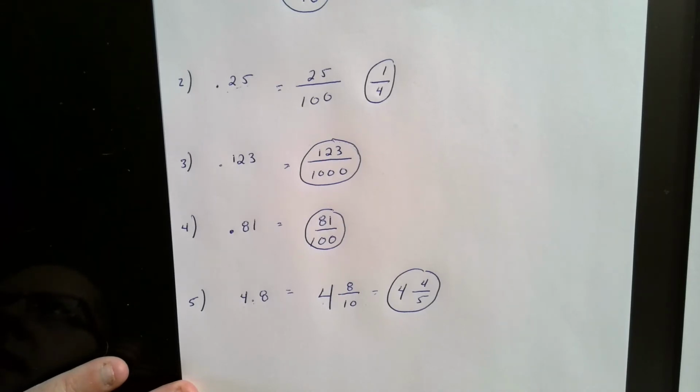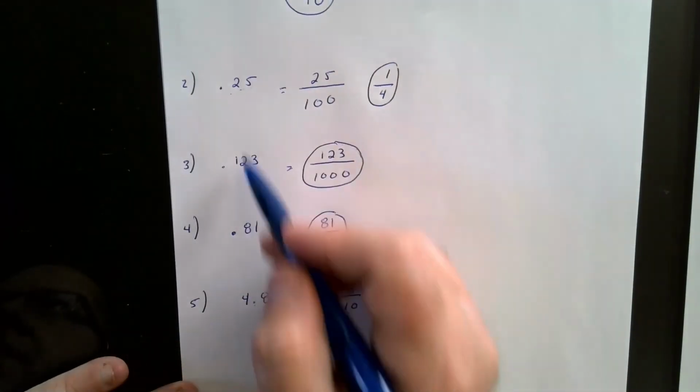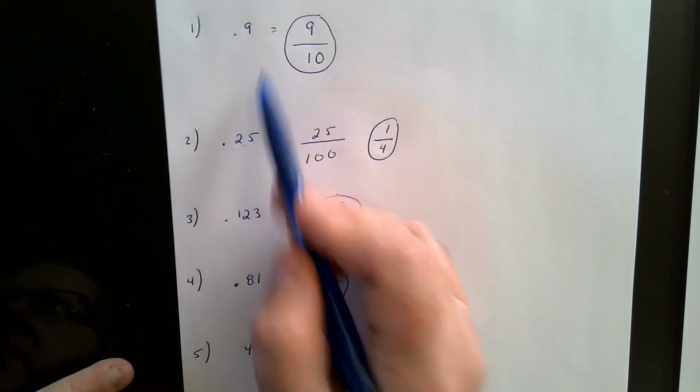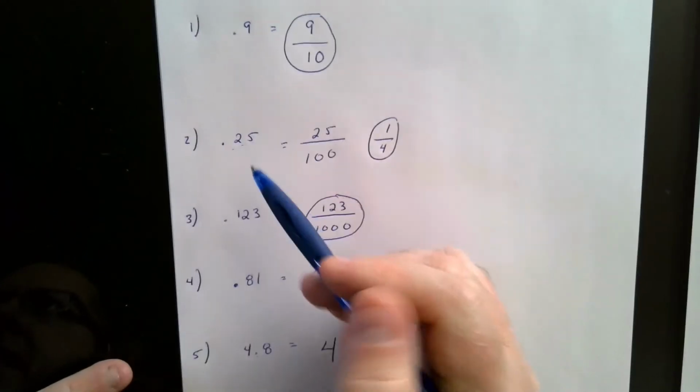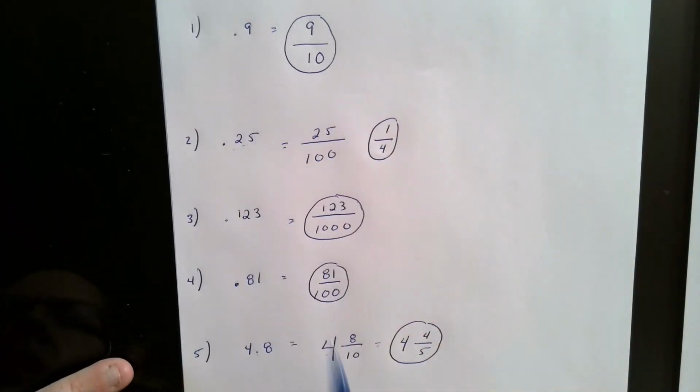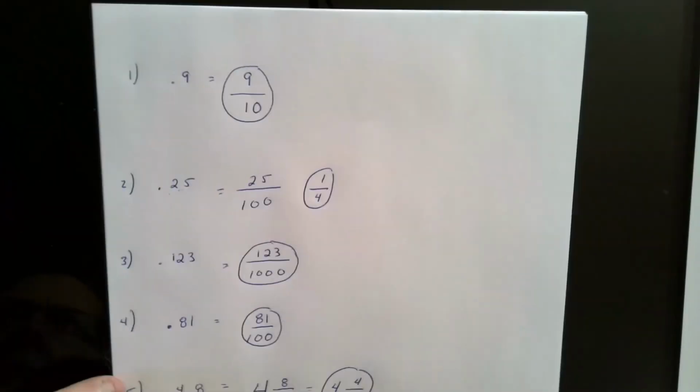Okay, now those are if the decimal terminates. Notice that every one of these decimals terminates, they end. It was 0.9, 0.25, 0.123, and so on. They all terminate. Well, what happens if we have problems that look like this?